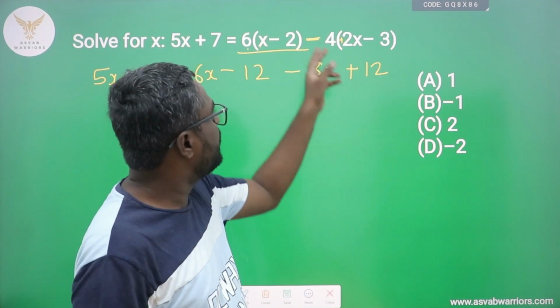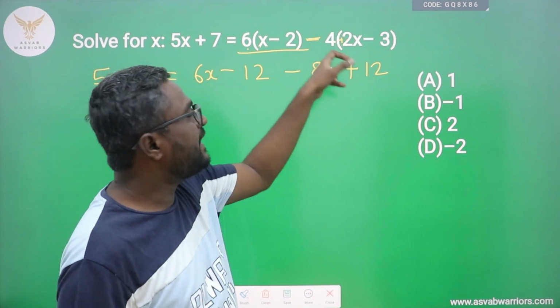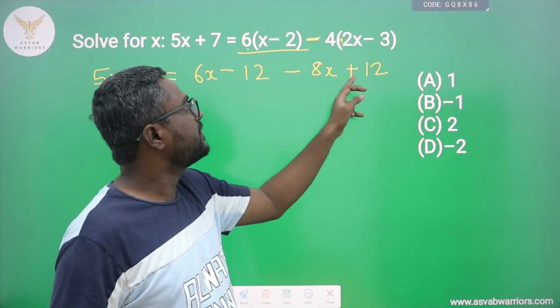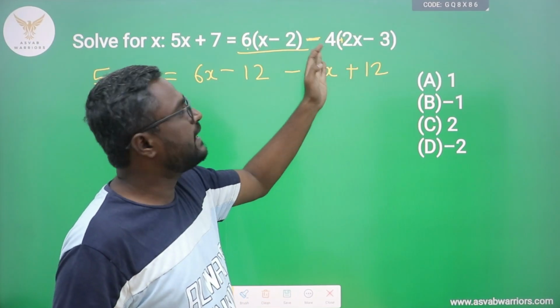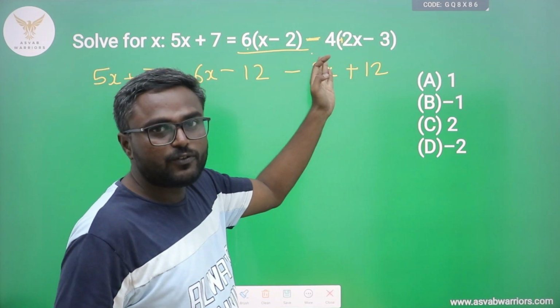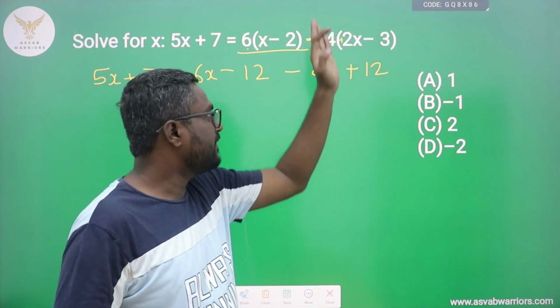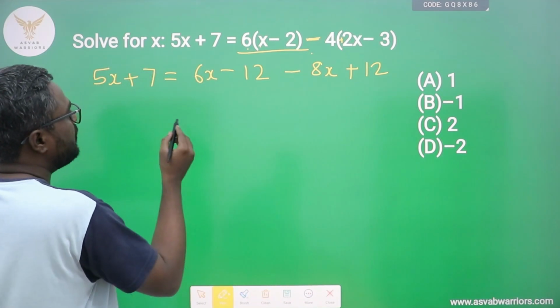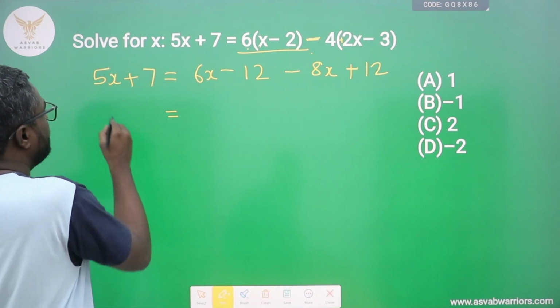So whenever you see a negative sign before any parenthesis, you change plus to minus, minus to plus, or else you can just try multiplying. Negative 4 times positive 2x is negative 8x. Negative 4 times negative 3 is nothing but positive 12. I hope you got it. Now, let me further solve it over here.